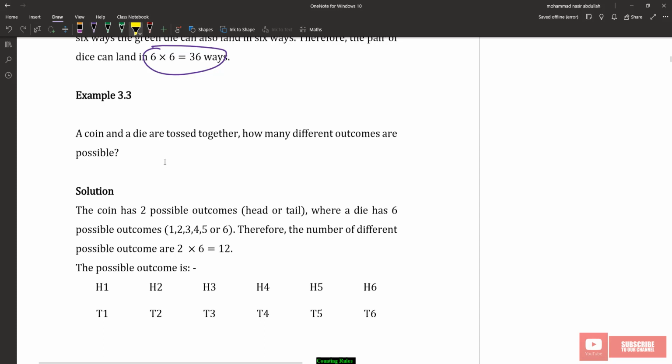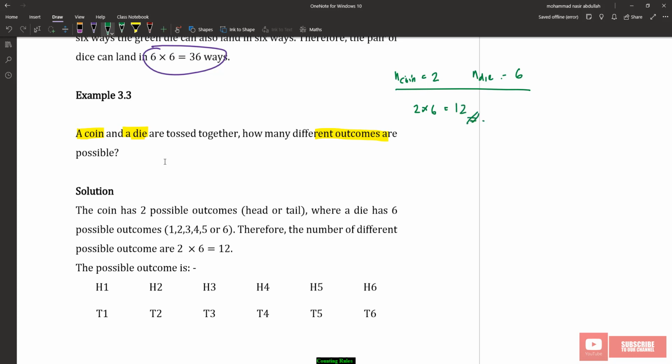Example number 3.3, a coin and a die are tossed together. How many different outcomes are there? So how many possible outcomes for a coin? There are 2 possible outcomes, whether head or tail. For a die, we have 6 possible outcomes. So to know how many different outcomes there are, 2 multiplied with 6 equal to 12.